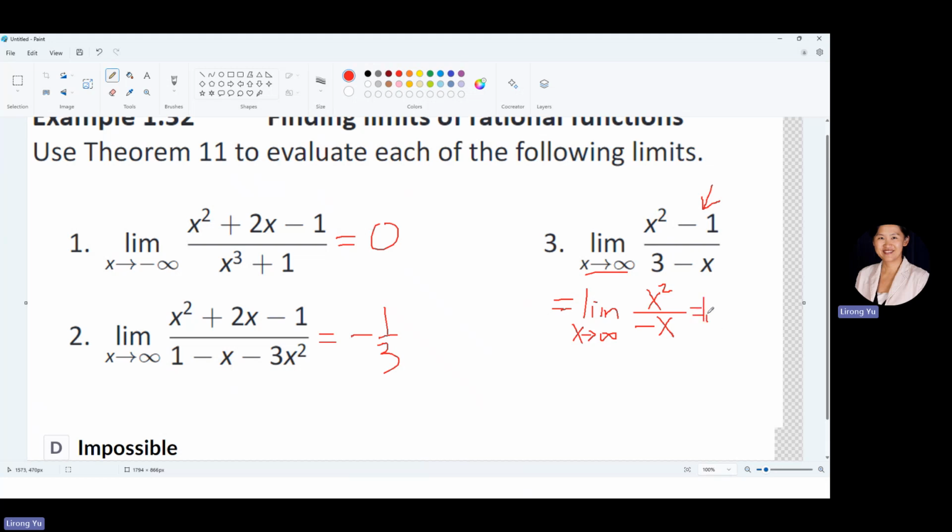Cancel x. So it's the limit of x squared, cancel x, is x over negative 1, or negative x. And x goes to infinity, so the function goes to negative infinity. x has an infinite limit, so this is negative infinity. So the answer is negative infinity. Any questions?